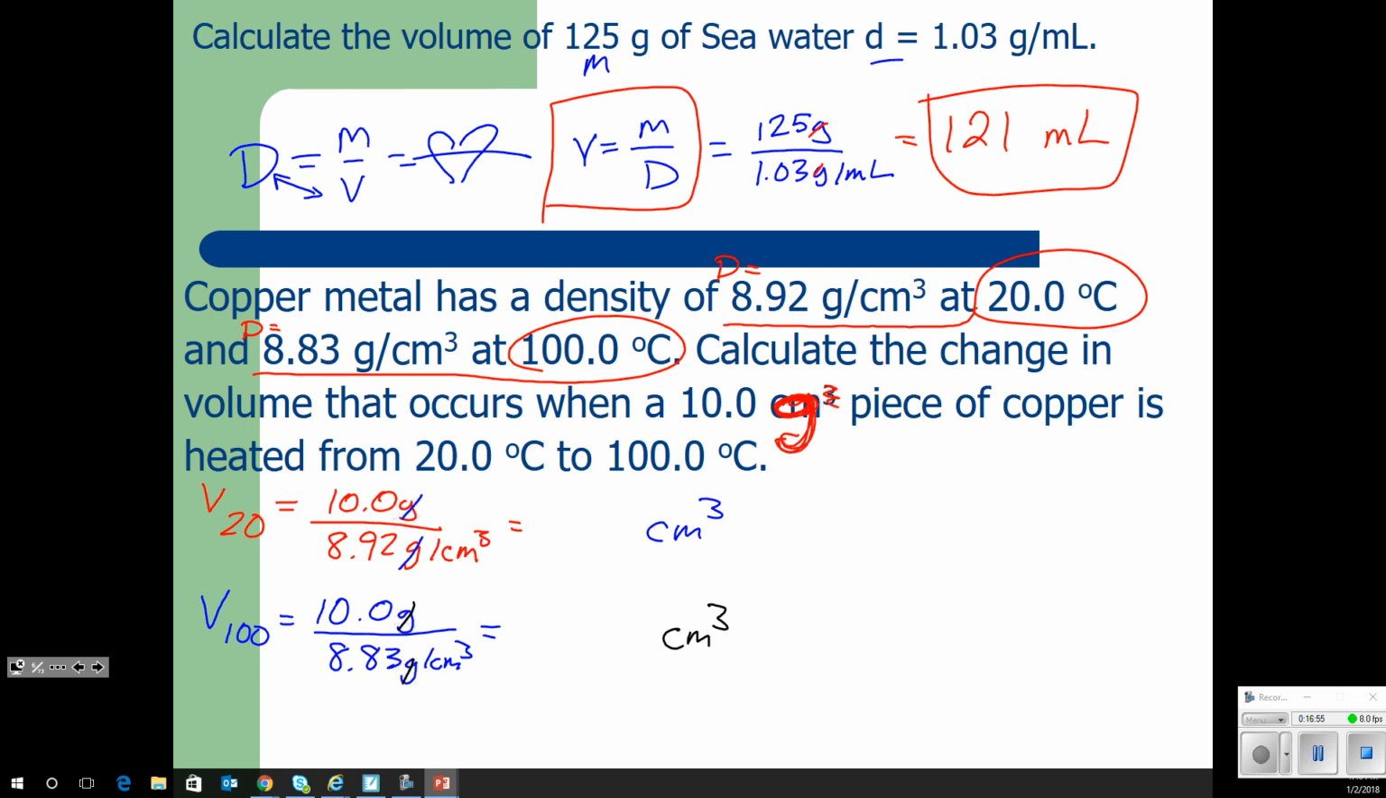If anybody's got the top one, let me know. You should be able to do these on the phone if you don't have a calculator too. These are fairly simple. Have an answer? 1.121 for the top one. Anybody got the bottom one? Ten divided by 8.83.